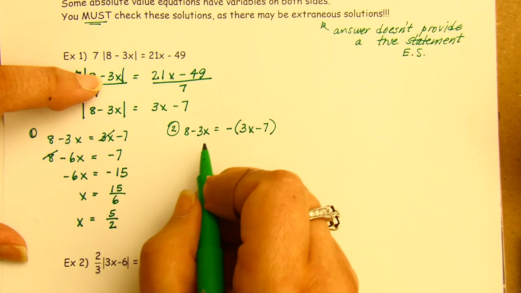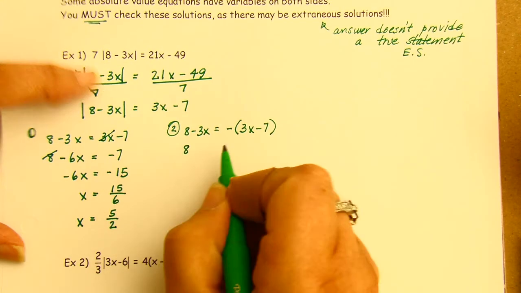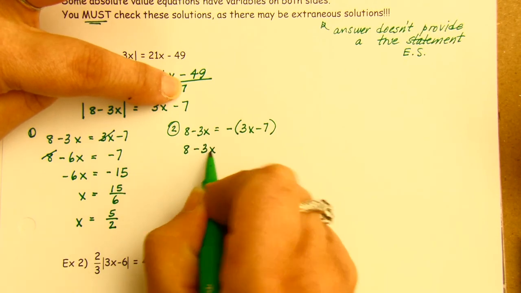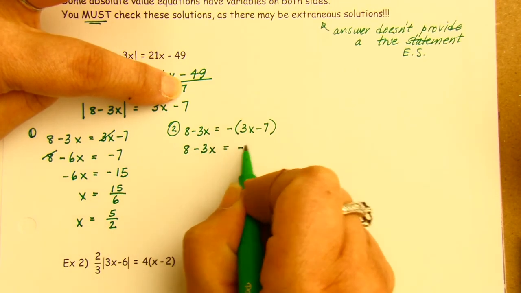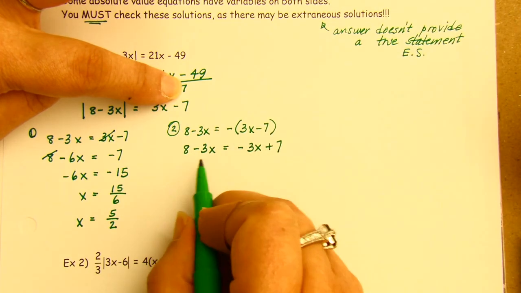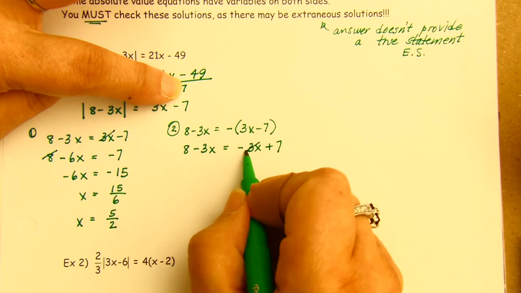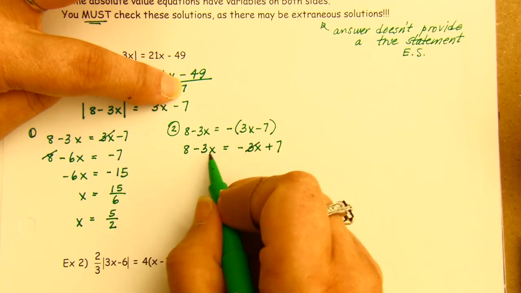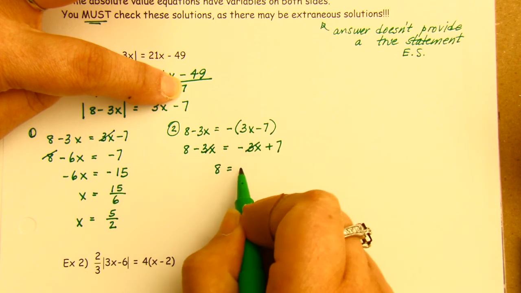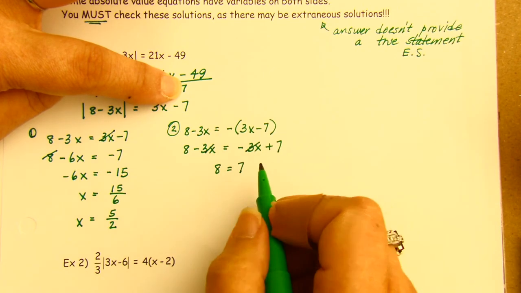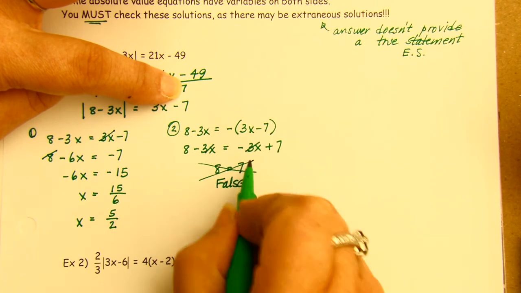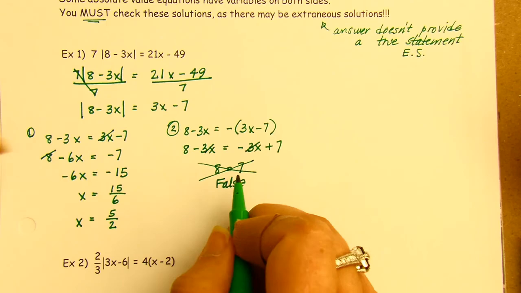And now I'm going to distribute, because remember you have to remove grouping symbols first when you're solving equations. So that's negative 3x, add 7. And I'm going to take this 3x over here by addition, but guess what happens? It goes away. So I end up with a statement that says 8 equals 7. And that's false. So there's no solution for the negative case.